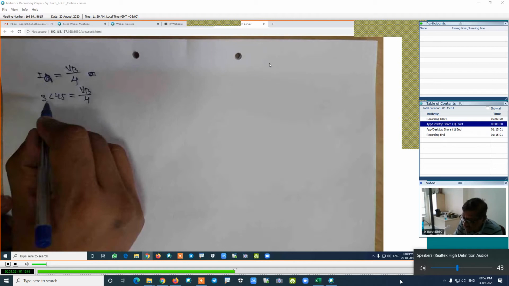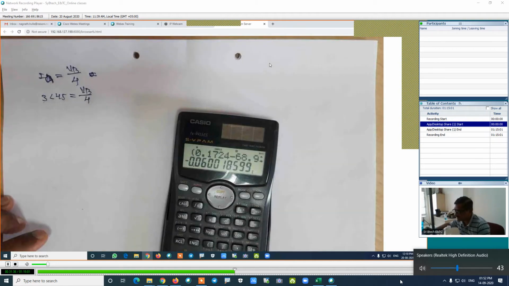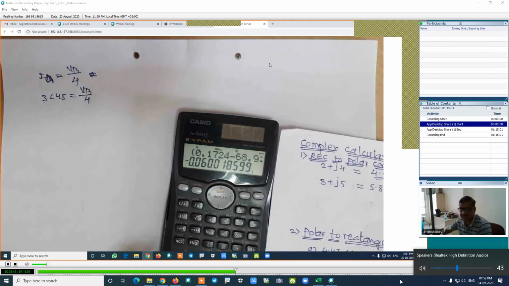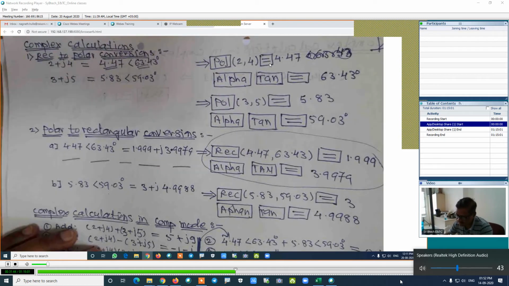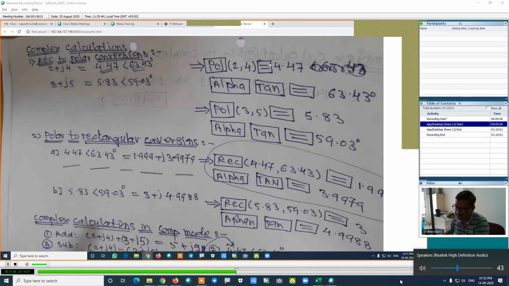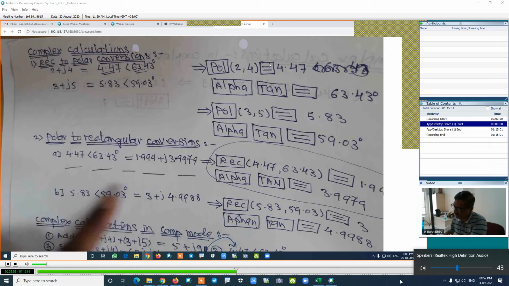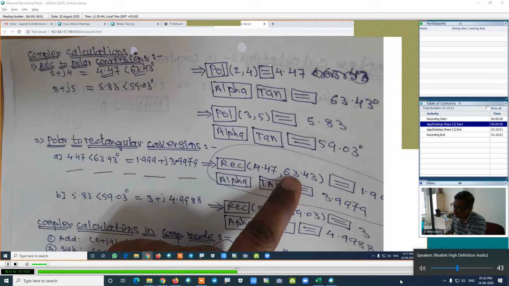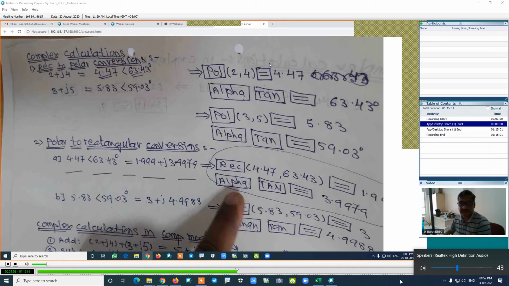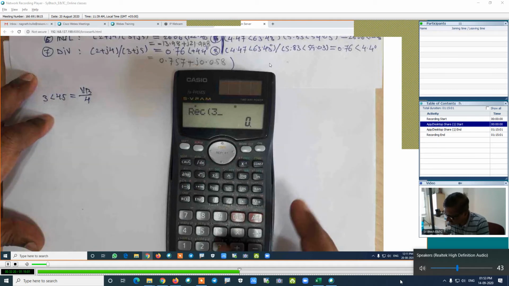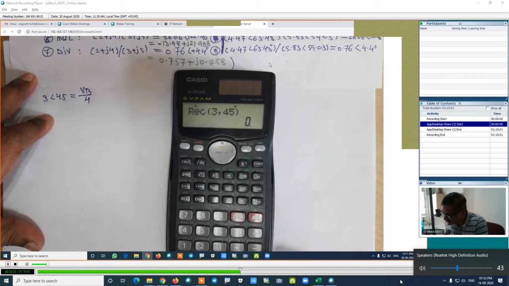I will convert this value first to the rectangular form because we are interested in complex calculations. What is the formula to convert to rectangular form? In complex calculation, there is polar and rectangular, rectangular to polar, polar to rectangular. For polar to rectangular conversion, we get the real part using the rectangular function, and we get the imaginary part too. This is rectangular. Is it right? 3 comma 45. Put the close bracket, put the equal to sign, and whatever we get is the real part.